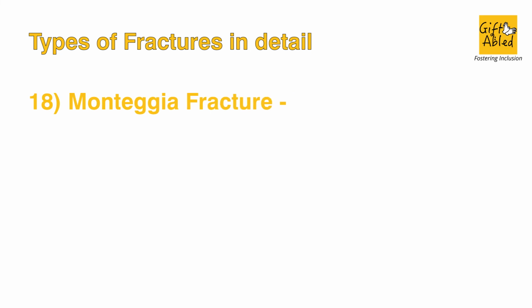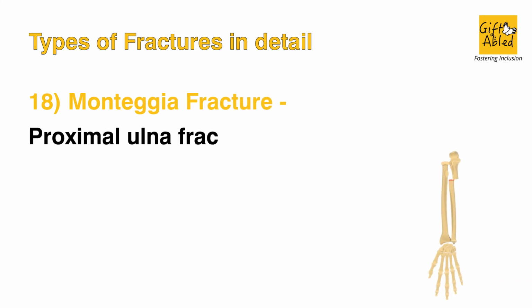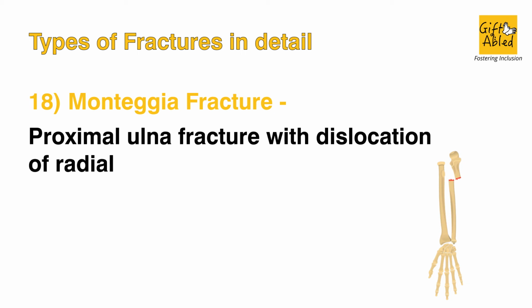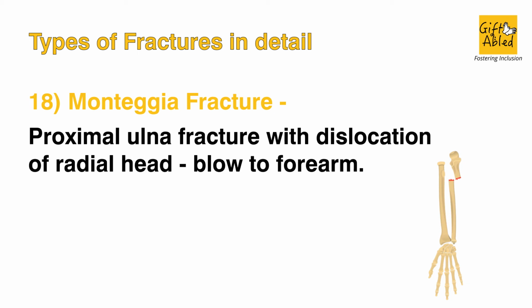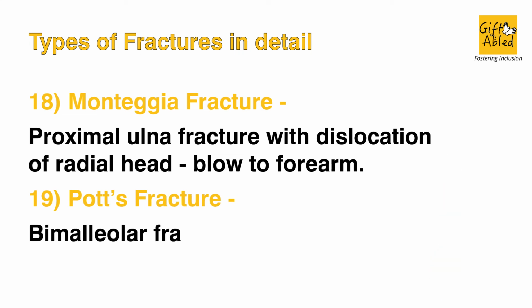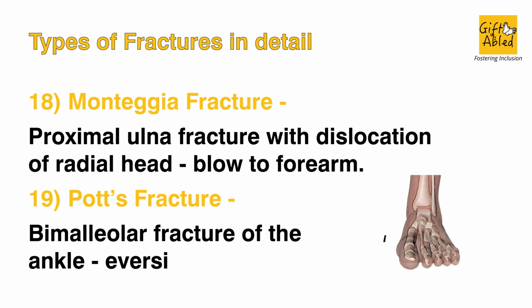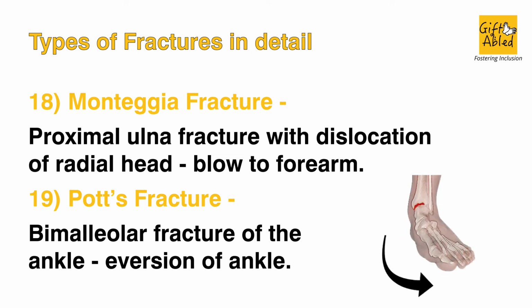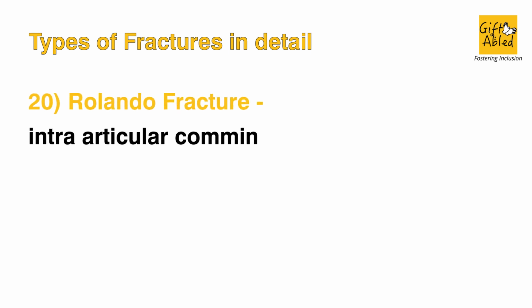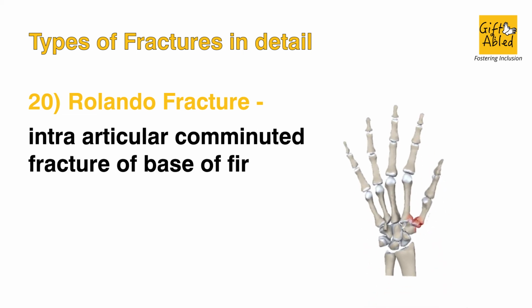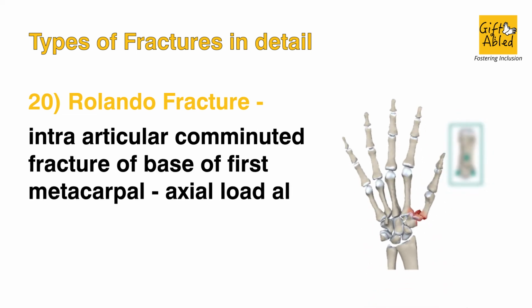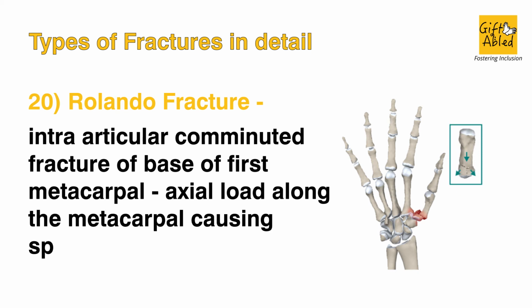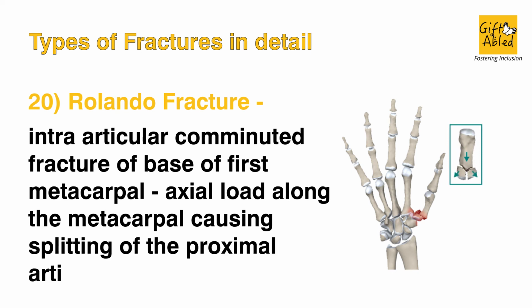Montague fracture. Proximal ulnar fracture with dislocation of radial head, blow to forearm. Pott's fracture. Bimalleolar fracture of the ankle, eversion of ankle. Rolando fracture, intra-articular comminuted fracture of base of first metacarpal. Axial load along the metacarpal causing splitting of the proximal articular surface.